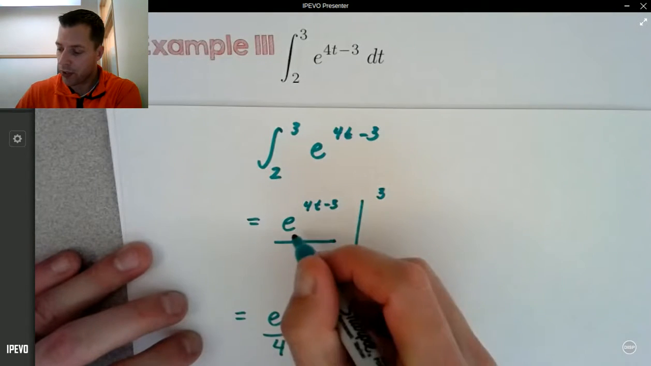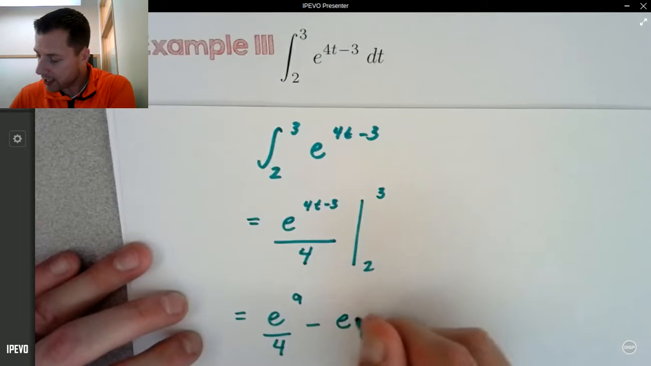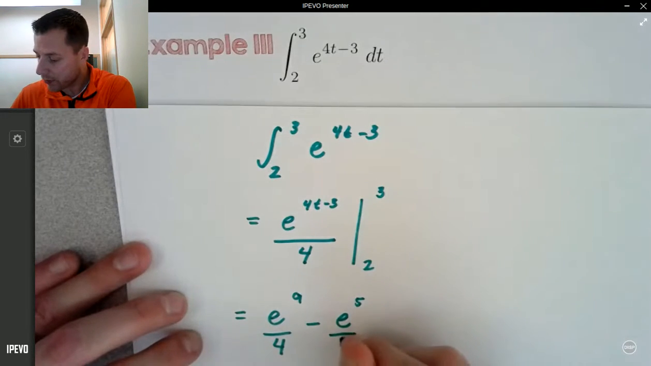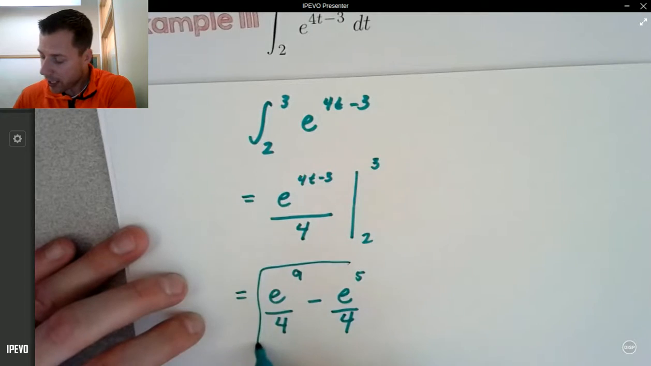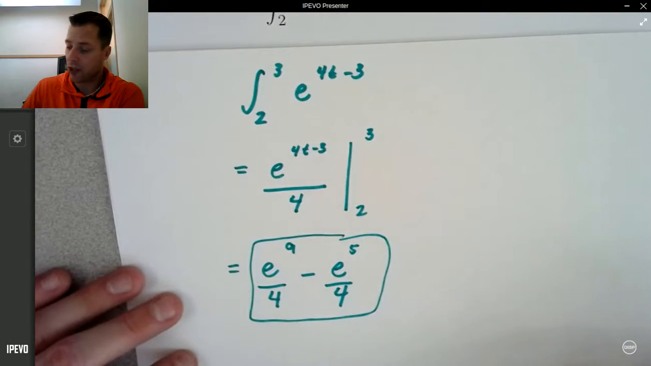Minus, you plug in 2. 4 times 2 is 8, 8 minus 3 is 5. You get e to the 5th over 4. There you go. I'm not going to simplify that. You could get a decimal on your calculator, but there's the area under the curve.